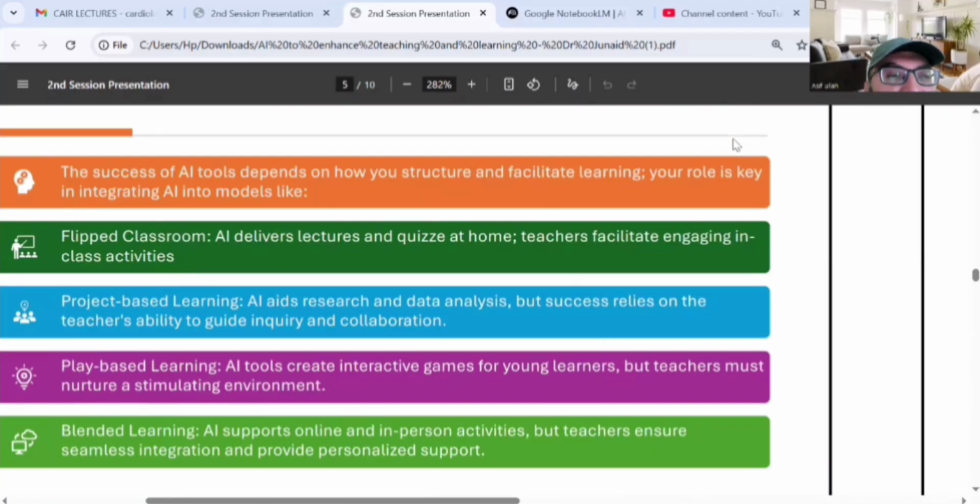Your role is key in integrating AI into models like the flipped classroom: AI delivers lectures and quizzes at home, and the teacher facilitates engaging in-class or practical activities. Project-based learning: AI aids research and data analysis, but success relies on the teacher's ability to guide inquiry and collaboration. Play-based learning: AI tools create interactive games for young learners. Teachers must nurture a stimulating environment. Blended learning: AI supports online and in-person activities, but teachers ensure seamless integration and provide personalized support.